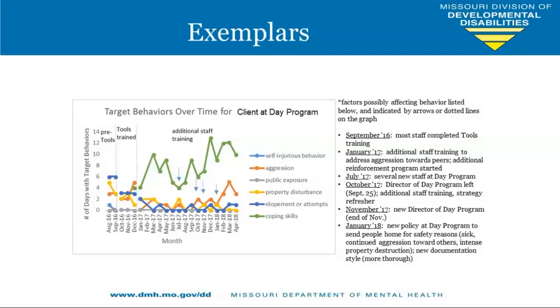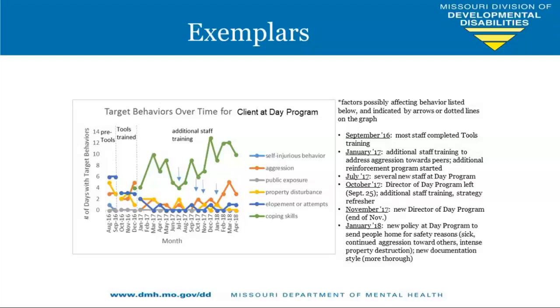Mm-hmm. And it also highlights what support was given to the individual, which is teaching the coping skills, and what support was given to the staff, which was the additional training. So this has a lot of great information. Just to call a couple of those out, if you look at that first arrow, it says most staff completed tools training. So at that point, about July 2017, all staff were tools trained, and you start seeing the coping skills go up, problematic behavior staying relatively low.